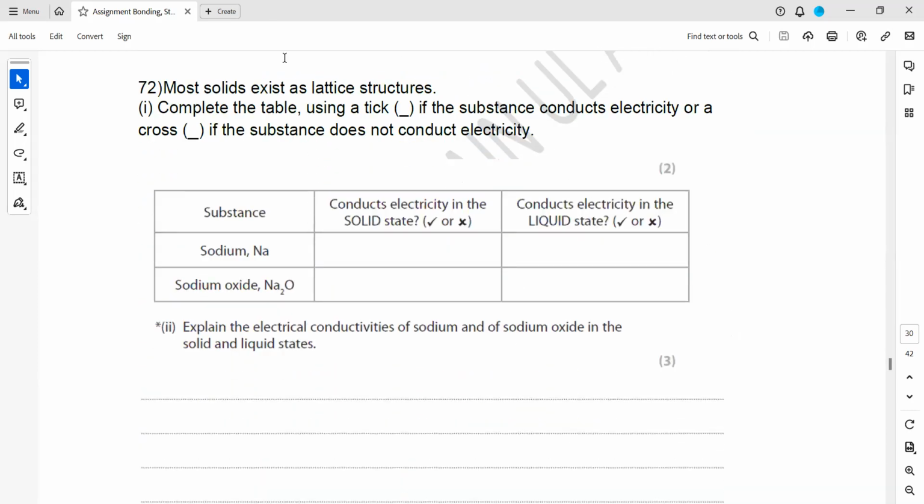In question 72, most solids exist as a lattice structure. Complete a table using a tick if the substance conducts, or a cross if the substance does not conduct. If we have sodium, a metal, in a solid state, you can use screen annotation to complete this. If a metal is there in a solid state, does it conduct electricity? Yes or no? If it is yes, tick. If it is no, cross. You can annotate on the screen.